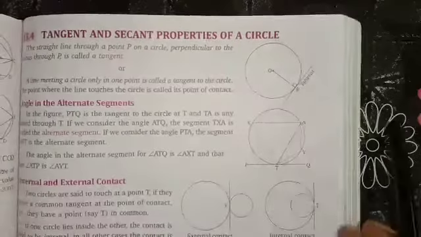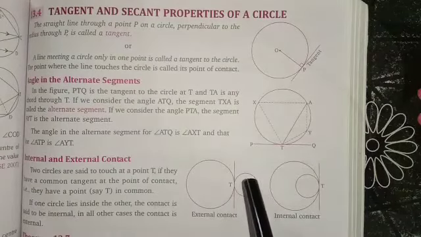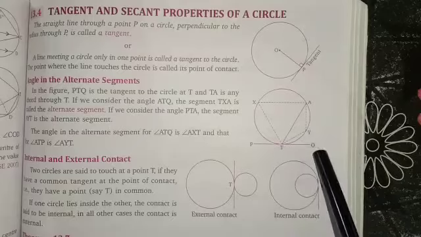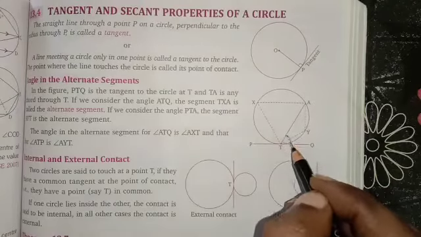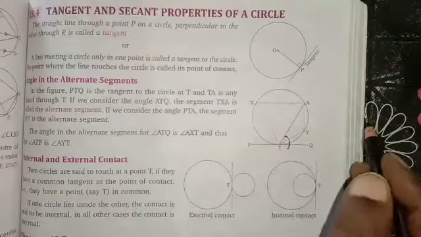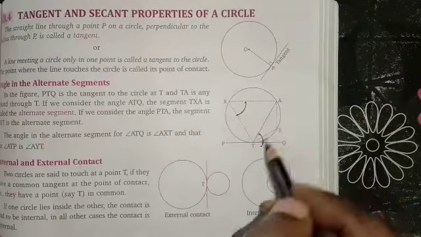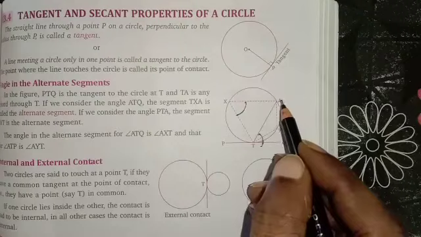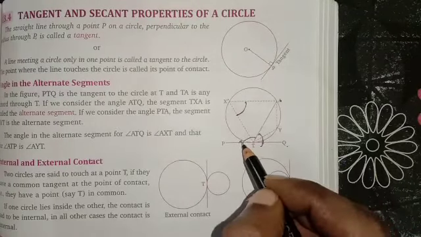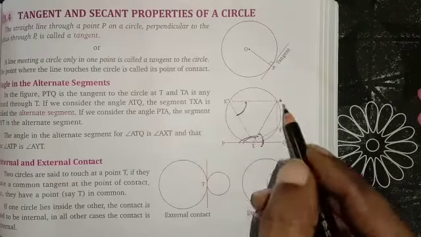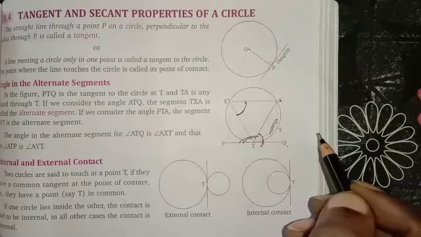Next, come to angle in the alternate segment. What do you mean by angle in the alternate segment? Means angle ATQ is equal to the angle in the opposite segment. ATQ means this angle, equal to this angle in the opposite segment. ATQ is equal to angle AXT. In another way, angle PTA is equal to the angle in the opposite segment. This angle is equal to this angle. This property is called angle in the alternate segment.